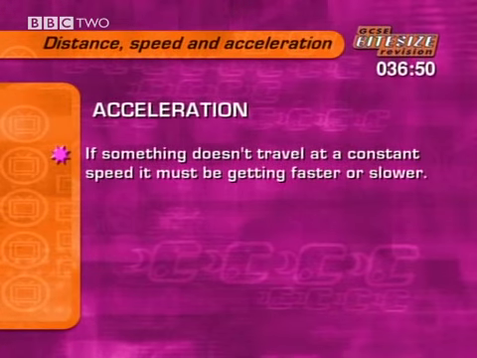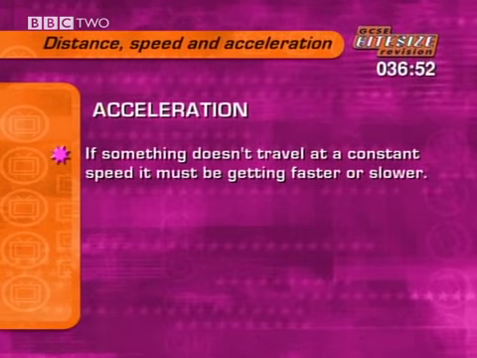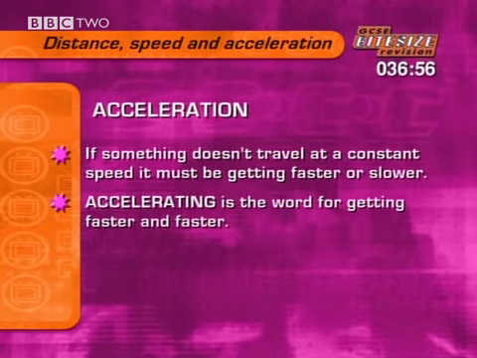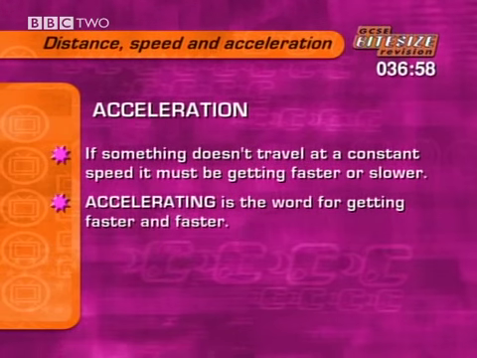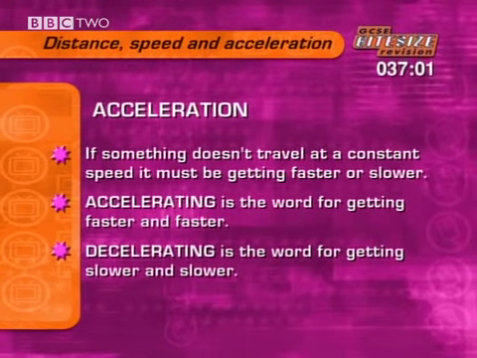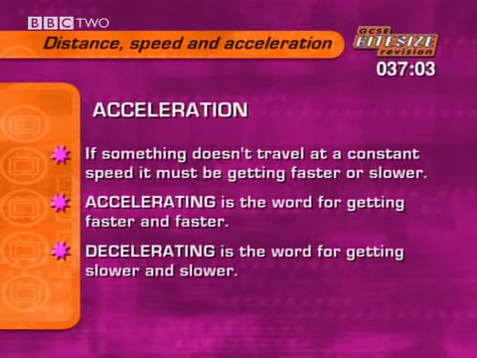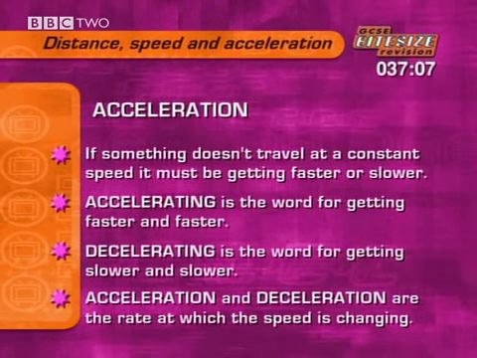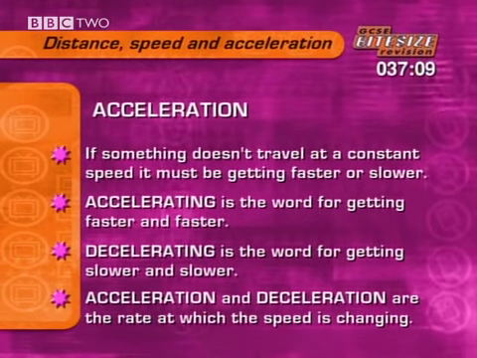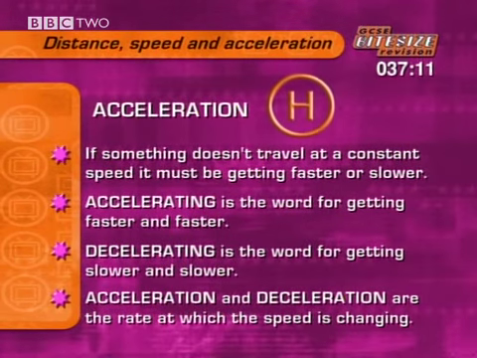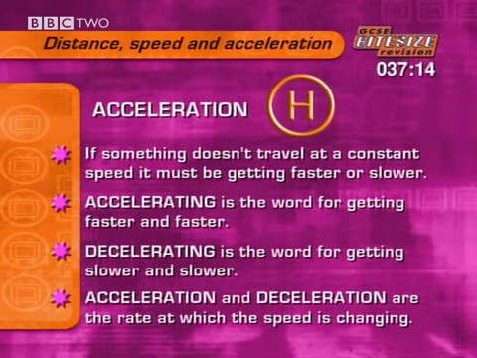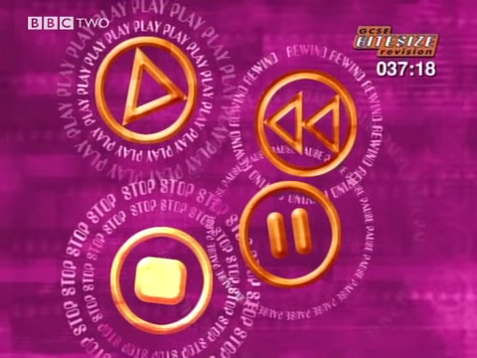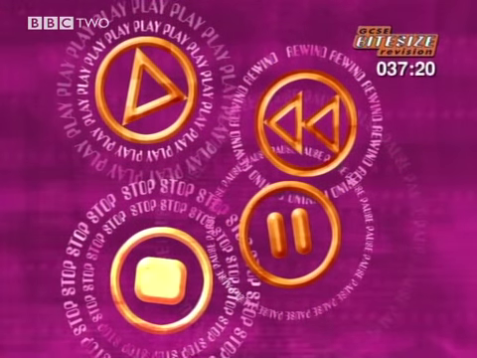If something doesn't travel at a constant speed, it must be getting faster and faster or going slower and slower. Accelerating is the word for getting faster and faster, and decelerating is the word for getting slower and slower. Acceleration, or deceleration, is the rate at which the speed is changing. There's more about distance, speed and acceleration in the higher tier programme. That's the end of distance, speed and acceleration.